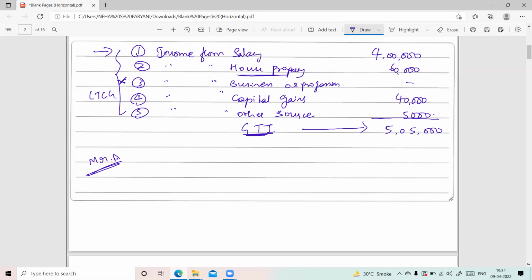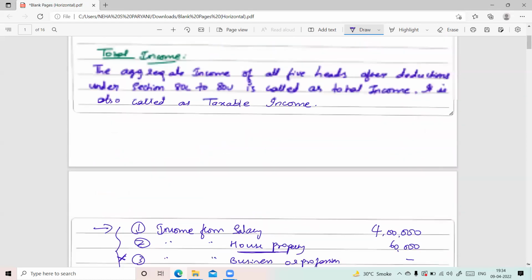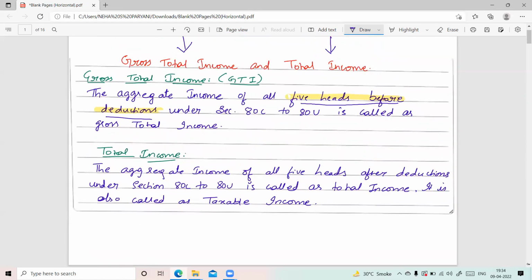Now coming back, the next term is total income. What does it say? The aggregate income of all five heads after deductions. This word is important here. The aggregate income of all five heads after deductions is called total income. These are deductions under sections 80C to 80U. Now I'll explain what is meant by deductions.